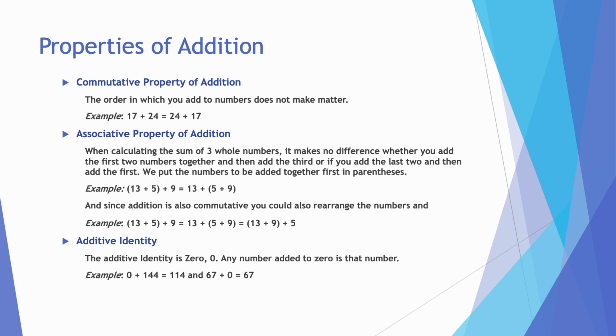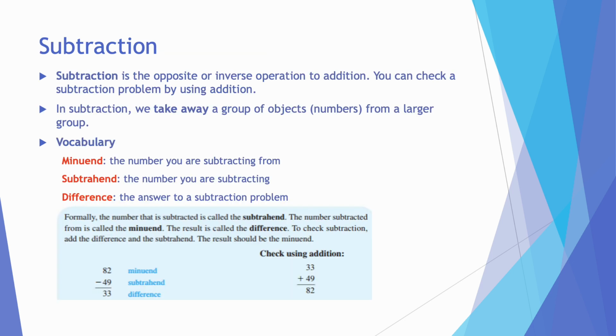The next property is the identity property. The additive identity is 0. So any number added to 0 is that number. For example, 0 plus 144 is 144, and 67 plus 0 equals 67.